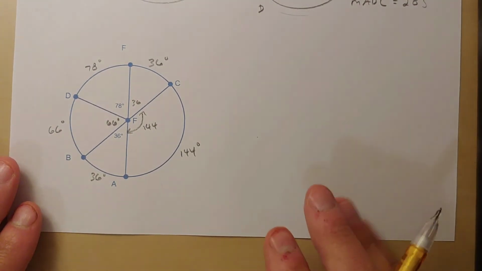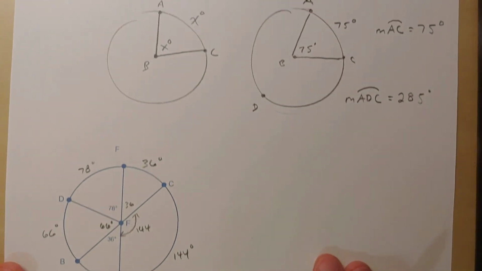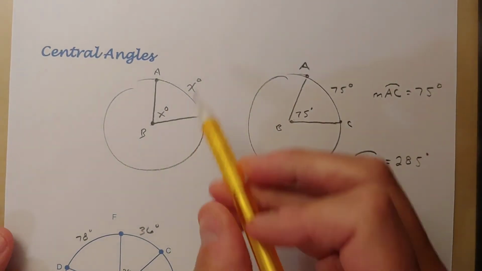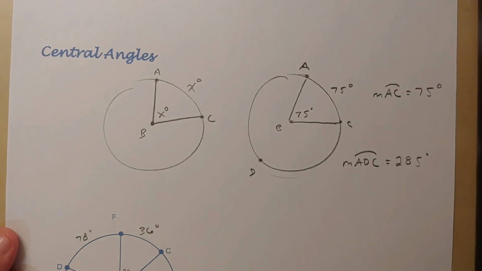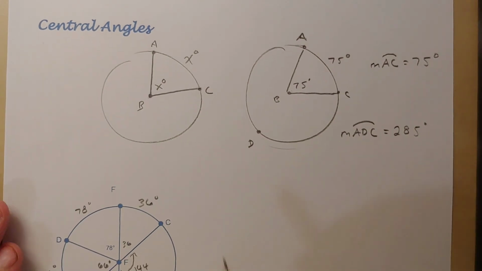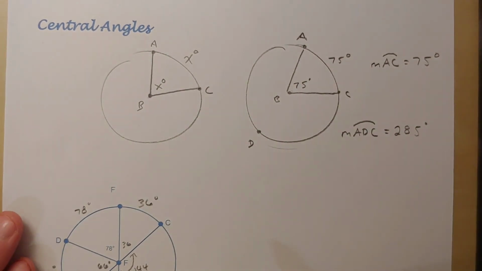So this is a very simple yet very handy little relationship between central angles and the arcs that they intercept. The degree measurement of each will be the same. All right, so that's going to conclude video number 1 here.